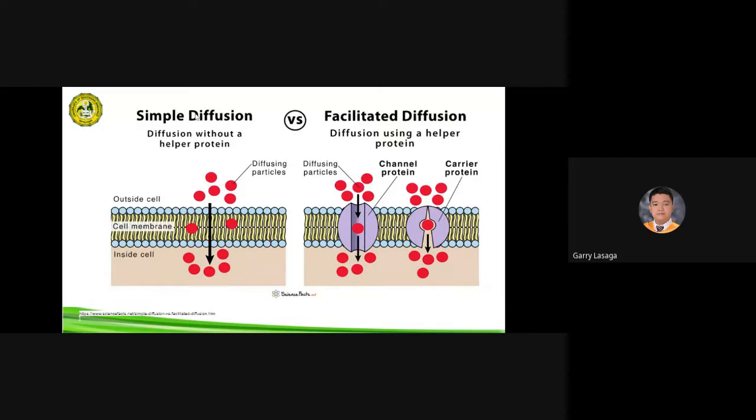Comparing simple diffusion to facilitated diffusion, basically they are both passive transport mechanisms. They do not require energy. But for facilitated diffusion, carrier proteins and transport proteins are present. This is not present in simple diffusion.